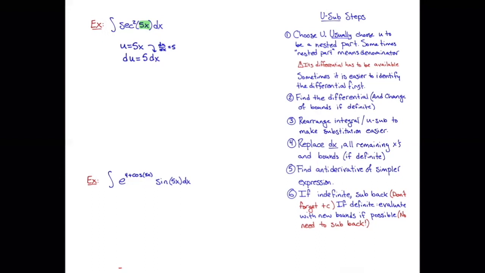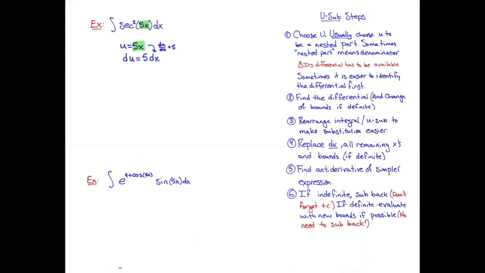Next thing we do, this is step 3, if we need to, rearrange the u-sub integral to make the substitution easier. Well, you only need to do that if everything's not clean and ready to replace. And so here I look at that 5x, it's highlighted in green up top, and say, okay, well, that's easy to replace. I'm just going to replace that with u.